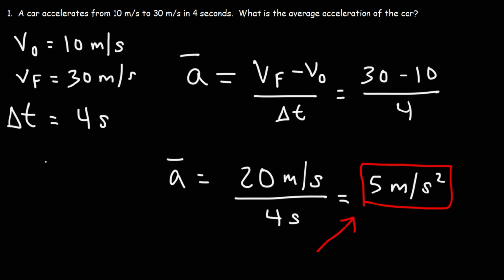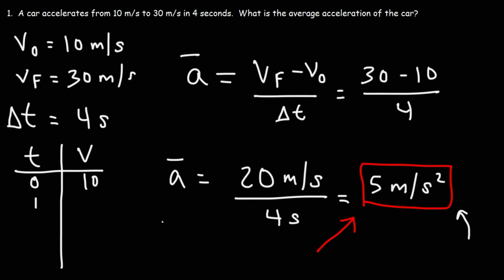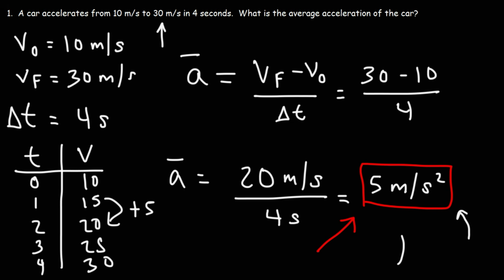So if we were to create a table between time and velocity, at t equals 0, the velocity is 10. 1 second later, it's going to increase by 5, so it's going to be 15. 2 seconds later, it's going to increase by another 5, which is 20. 3 seconds later, 25. And in 4 seconds, it's going to reach the final velocity of 30. So that's what the average acceleration tells us. It tells us how much the velocity is changing every second. So as we can see, the velocity changes by 5 every second. So the acceleration is 5 meters per second per second.